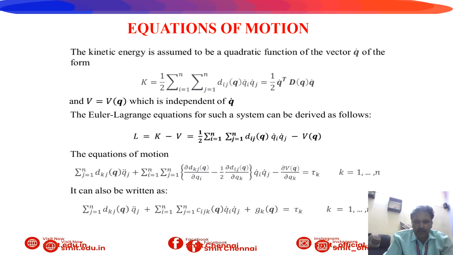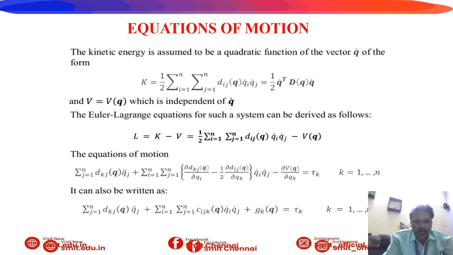The equations of motion: summation of j equal to 1 to n dkj(q) qj double dot, plus summation of i equal to 1 to n, summation of j equal to 1 to n, of [∂dkj(q)/∂qi minus 1 by 2 ∂dij(q)/∂qk], outside the bracket you put qi dot and qj dot, minus ∂V/∂qk(q) equal to tau k, k equal to 1 up to n.